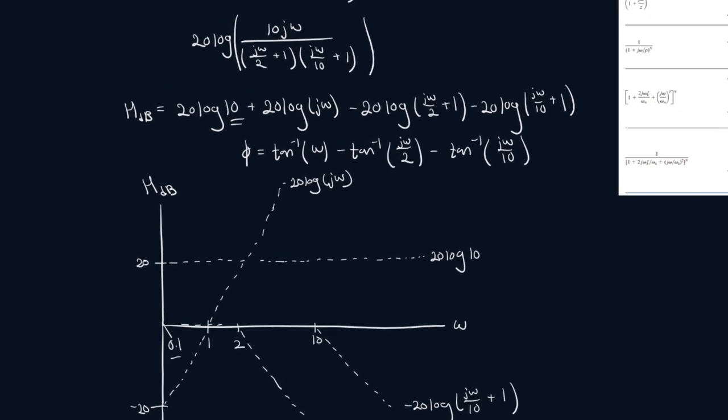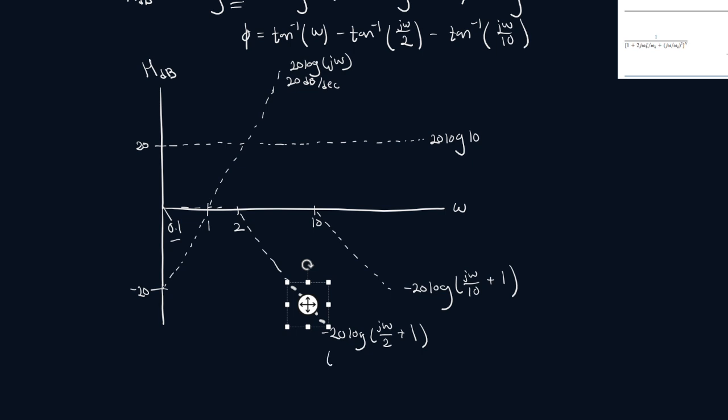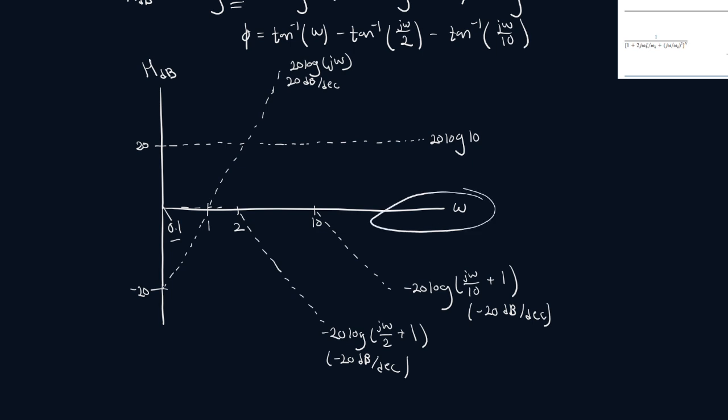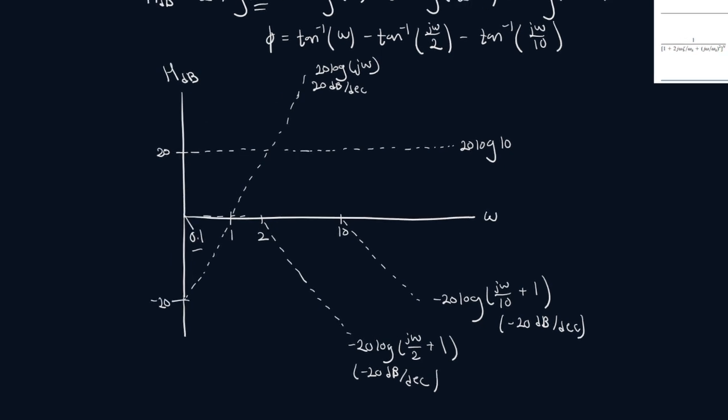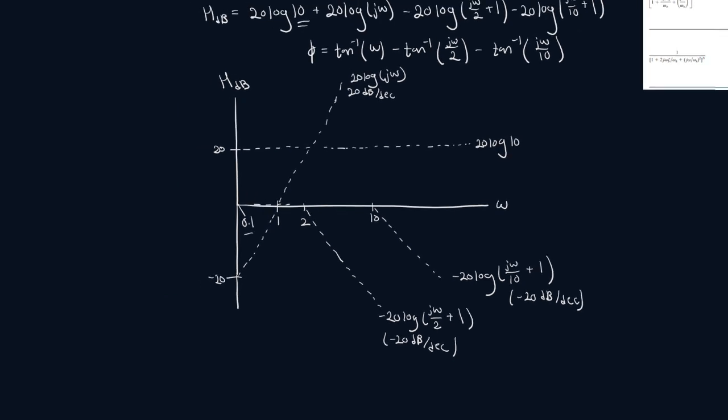So let's also pinpoint the slopes. So this has a slope of 20 decibels per decade. This has a slope of minus 20 decibels per decade. And this also has a slope of minus 20 decibels per decade. So notice the x-axis is in radians per second, but we're doing it all over decades. So that means we would have to work with decades here.